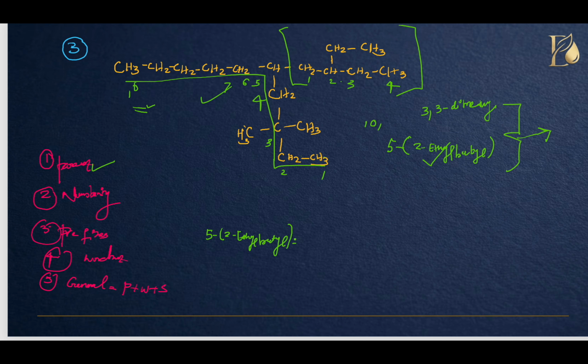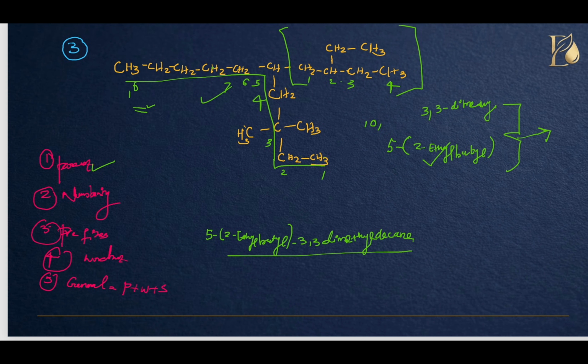The other substituent is 3,3-dimethyl. What is the word root? Decane, right? There are 10 carbon atoms and the suffix is ane. So decane. So what is our name? 5-(2-ethylbutyl)-3,3-dimethyldecane. This is the final name.